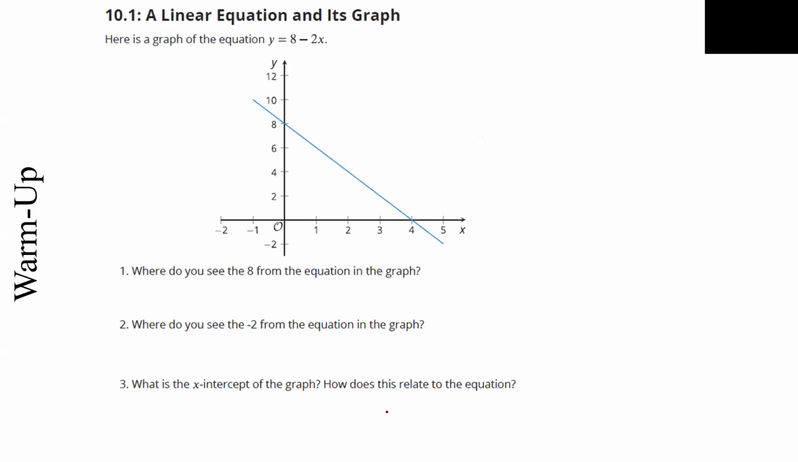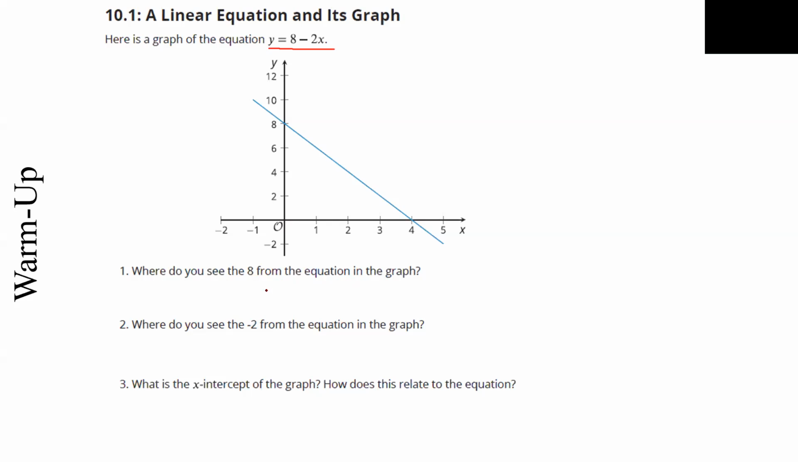So to start off, the warm-up for today says, here is a graph of an equation, y equals 8 minus 2x. They give you the graph here. Now you're supposed to answer, where do you see the 8 from the equation in the graph? In other words, what is the 8 called in the equation and the graph? Go ahead and put your answer now.